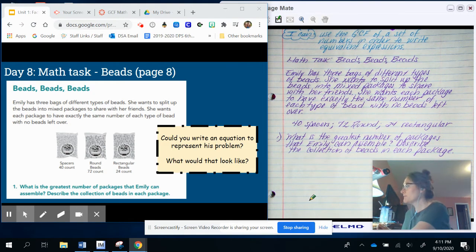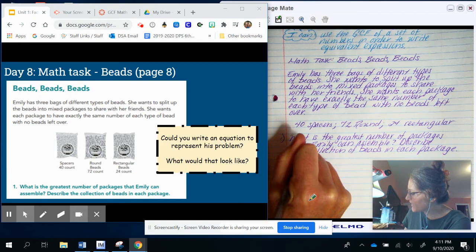So let's take a look at it. This one's a little harder than some of the others because there's a lot of factors going on. So we're going to have to find the factors of 40, 72, and 24. Let's take a look at how we can do that. We could either do a factor rainbow or we could do a list. Let's go with a list.